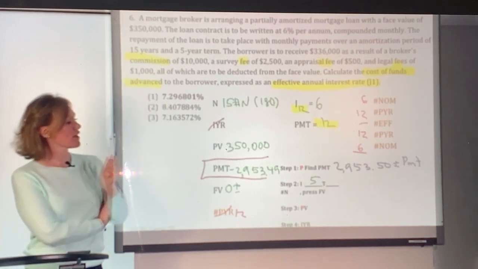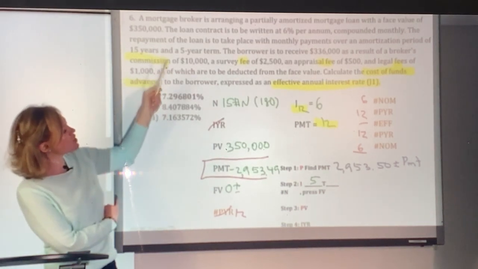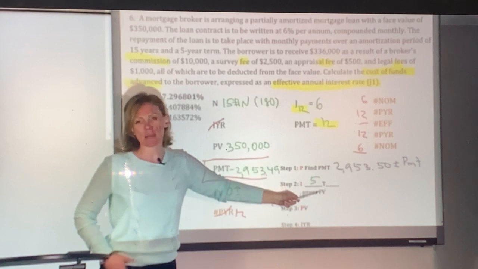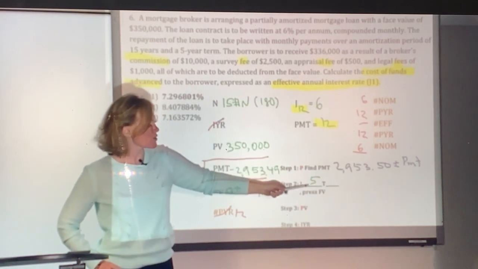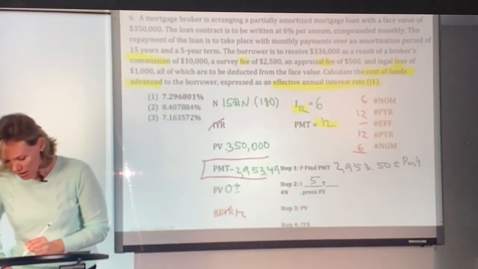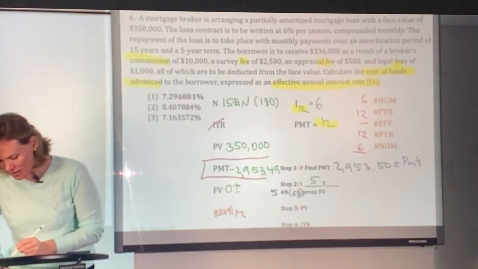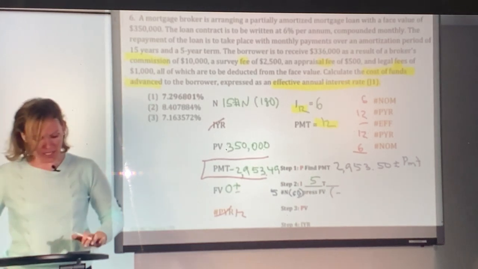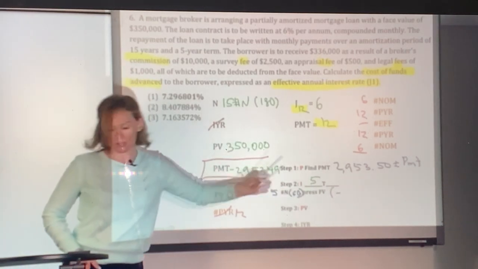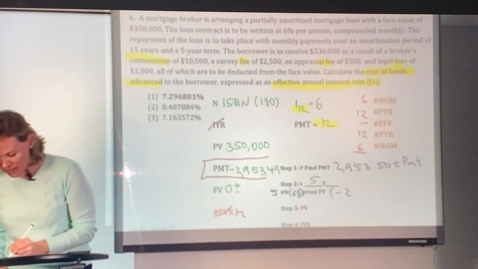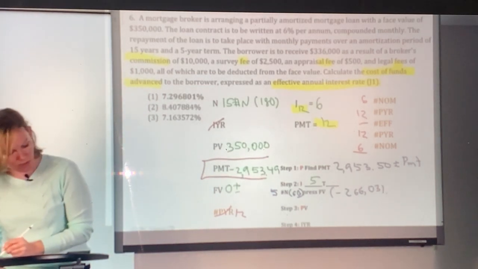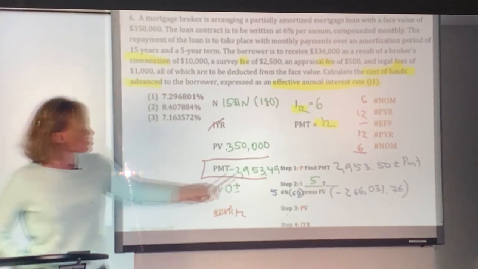Okay, they're looking for the cost of funds advance. So that means if we have a term that's given to us, we still have to do an outstanding balance with the information that we have. So 5 years term, then what do you do? You do 5 shift N, and it will come up as 60 months. You press the future value, and it should come up as a negative number: negative 266,031.76. Okay, that should be your outstanding balance.